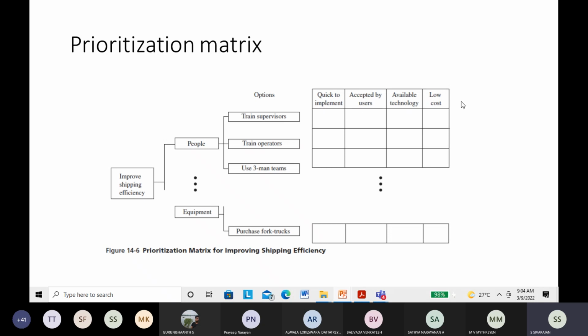Of course, cost is also very important. Available technology, okay, that can be secondary. So like that, we can prioritize. And among the options, we can choose the option based on weightages and other things. So that is called the prioritization matrix.